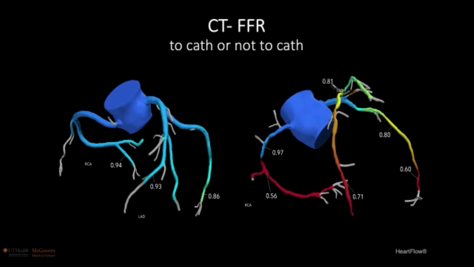CT-FFR has had a lot of data behind it over the past few years. It has been given, as you all know, quite a bit of importance in the most recent guidelines on chest pain evaluation. When it's normal, we see a result like this, where all the FFRs, based on the calculations, are above 0.8. Triple vessel disease will look like this, and obviously something we don't want to see every day.